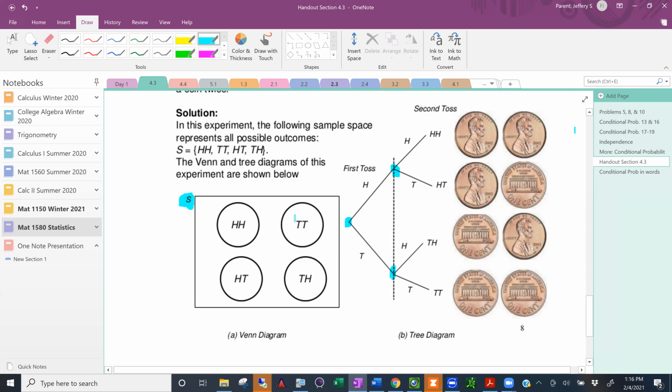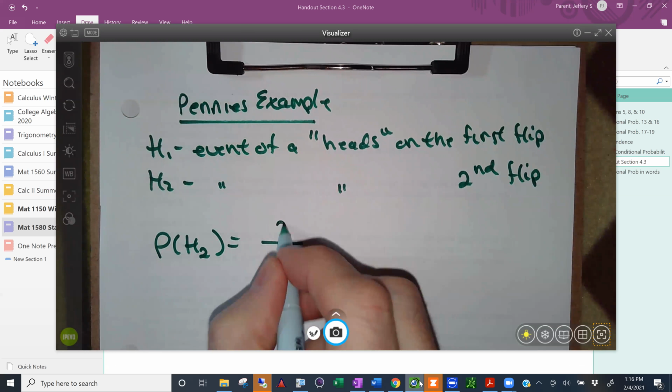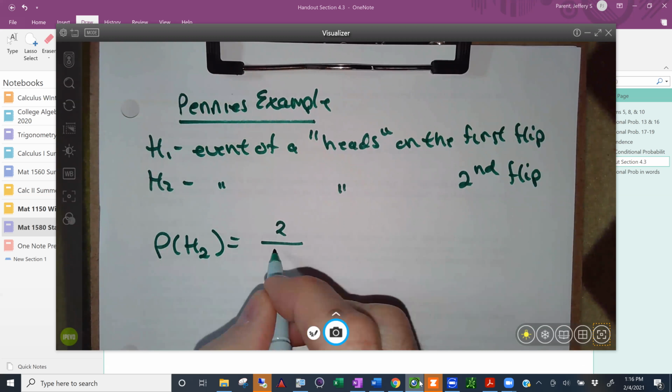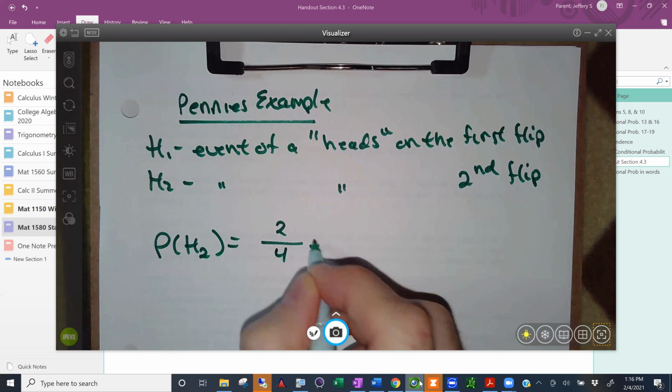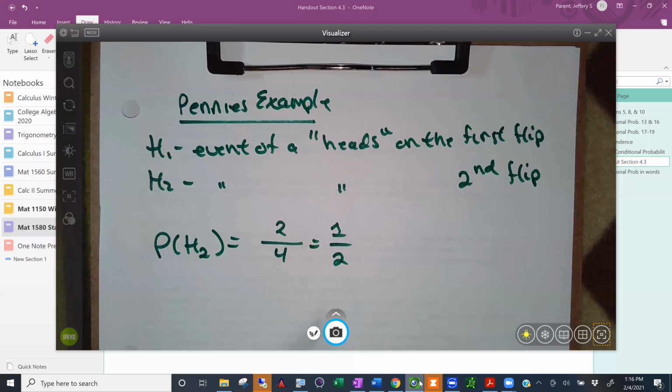Now, of those 4 things that can happen, let's take a look at how many of them have a head on the second flip. So that would be this one and this one. So one way you could do this is say, all right, well, there's 2 ways that you can get a head on the second flip out of 4 possibilities. And as Don said, that reduces to 1/2.